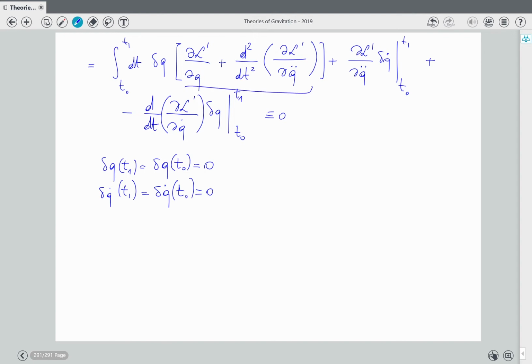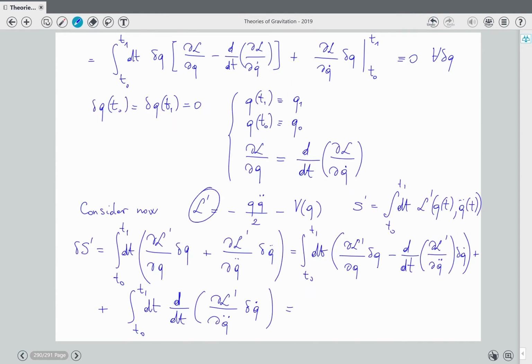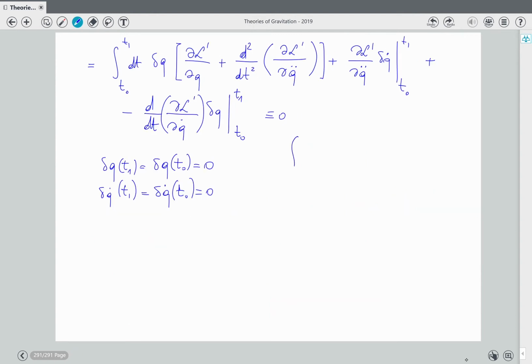And the version of the Euler-Lagrange equations, which will be totally equivalent to the other one, the one we had before, because L prime now is this one. So in the end, you will have Q of T1 is identically something like Q1. Q of T0 is identically some fixed number. Q dot of T1 is something fixed. Q dot of T0 is that.